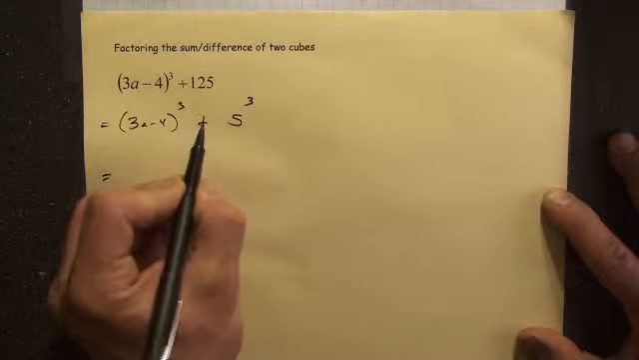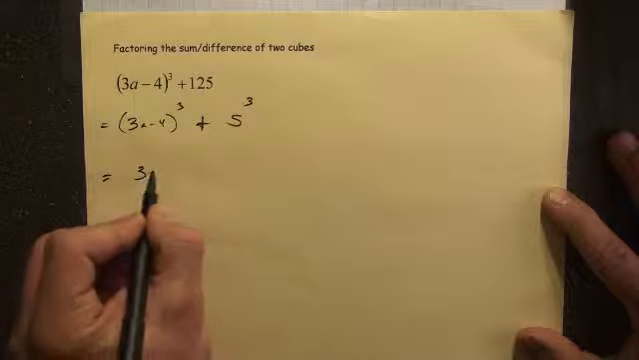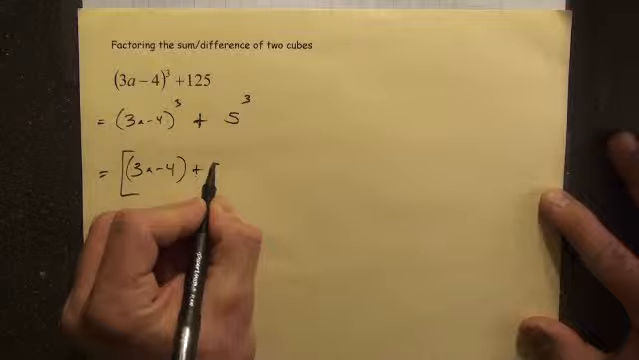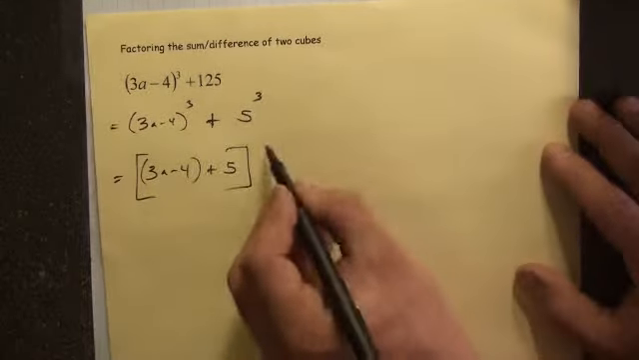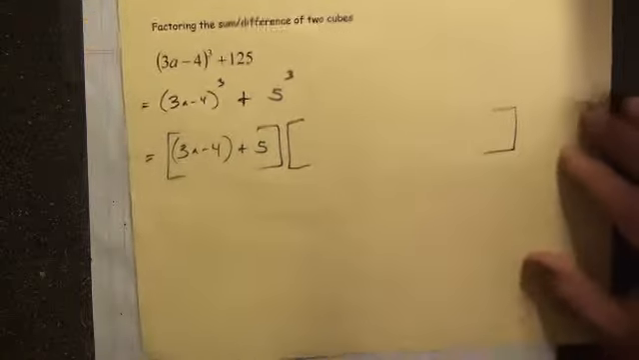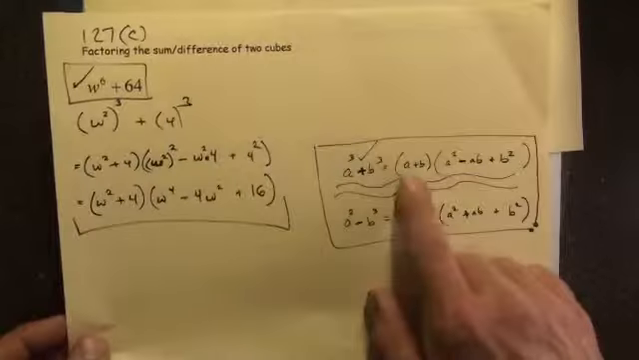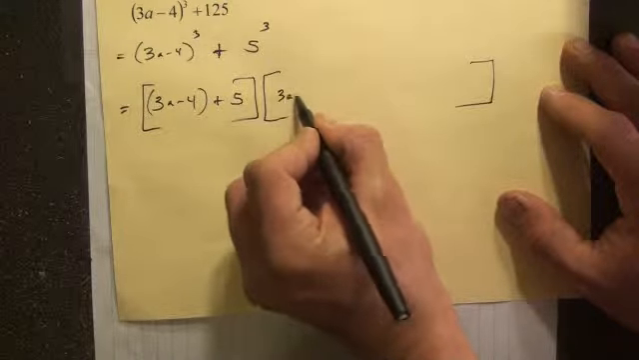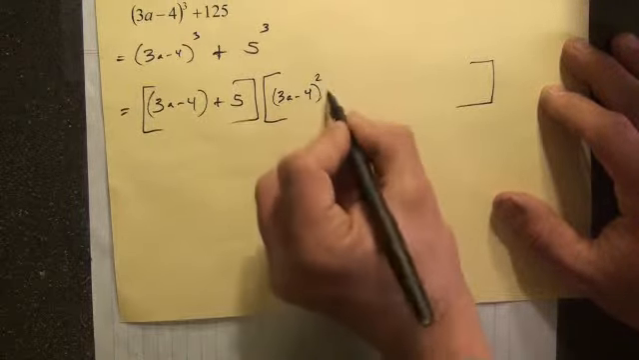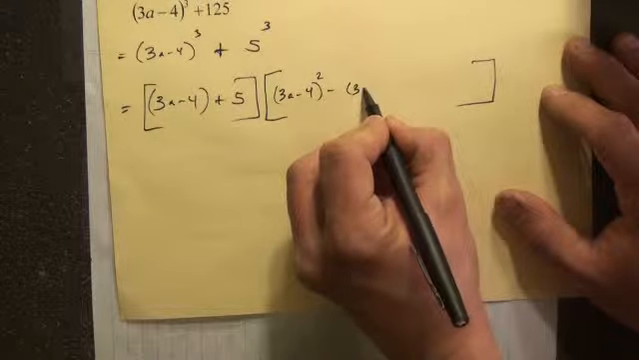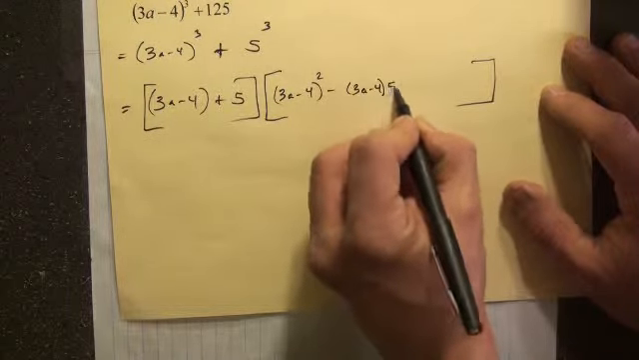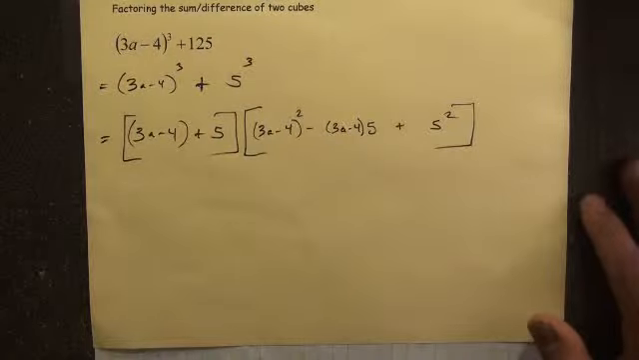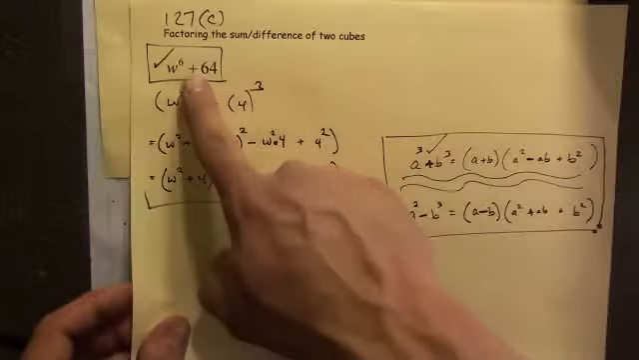Alright, now what do you have here? This is a sum of two cubes, so we're going to call this (3a - 4), times, plus 5, times, okay, inside the second part of this, well, what was the formula? A squared. What's A? A is 3a - 4, so it'll be (3a - 4) quantity squared, minus (3a - 4) times 5, plus 5 squared. Alright, so we really haven't done anything different from what we did in the first example.